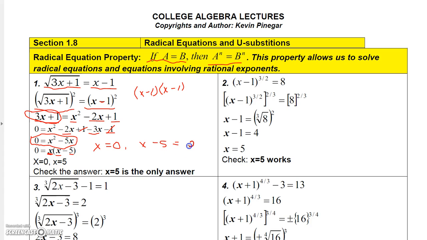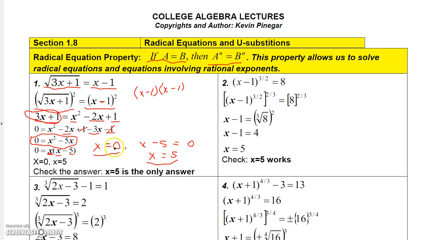Okay, now x minus 5 equals 0, that's easy to solve. That's just x equals 5. And of course x equals 0 gives me x equals 0. But here's the catch. With these radical equations, you always have to check your answers because you get what's called extraneous roots, and that's just a fancy word for saying an answer that doesn't work.